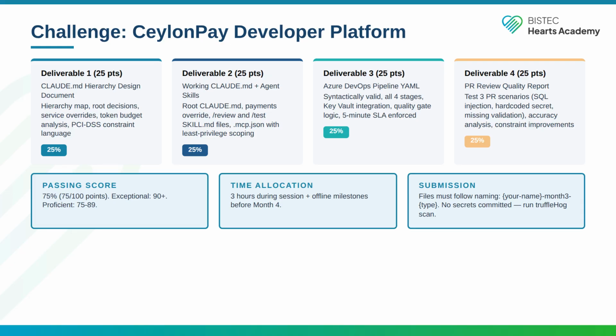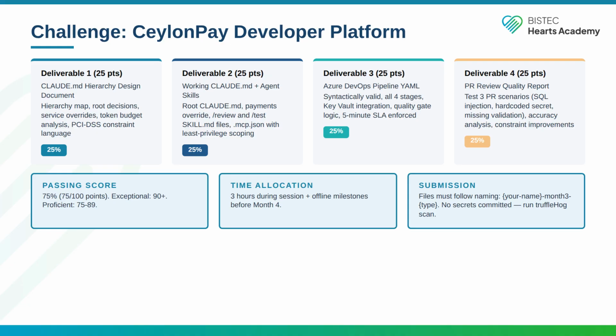Deliverable 1 is the CLAUDE.md hierarchy design document. This is the architect's thinking made visible: a hierarchy map showing all CLAUDE.md files and their inheritance relationships, documented decisions for the root file with specific rationale, service level override analysis, and a token budget calculation. The token budget analysis is where most participants underinvest.